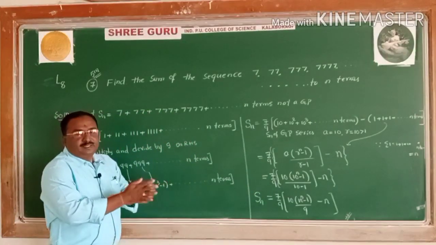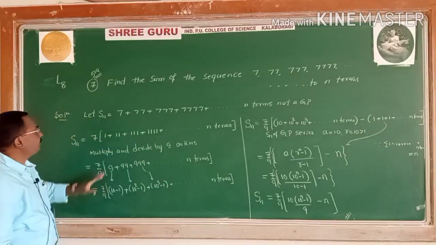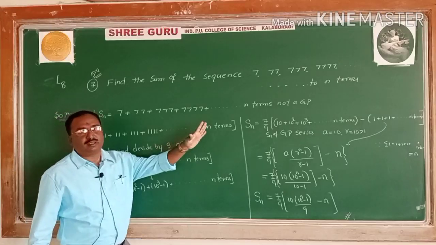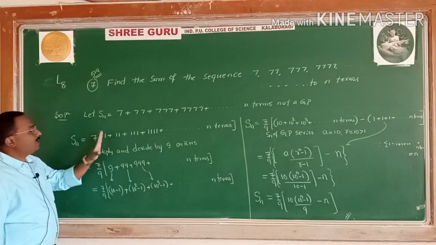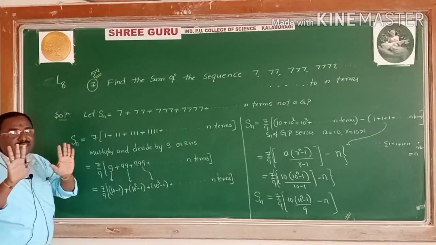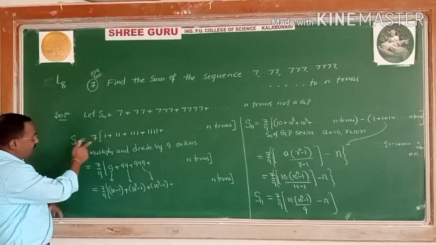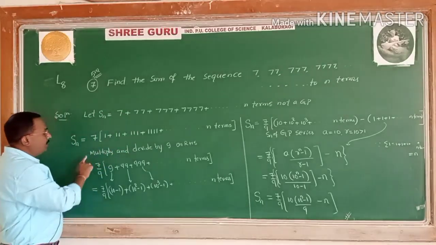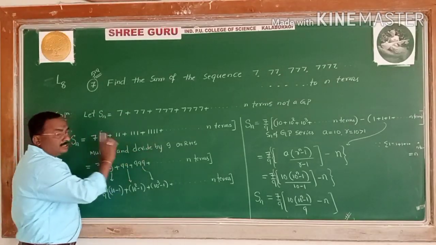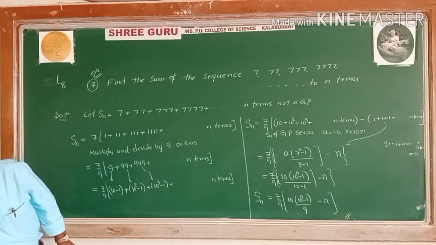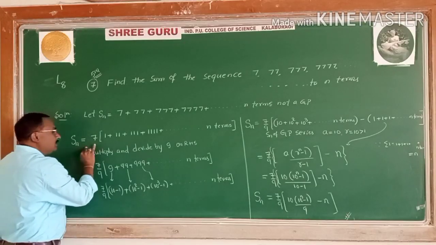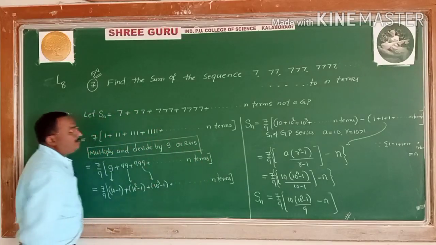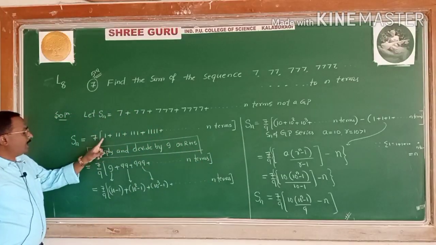Any doubt? Listen here, once again I will explain. 7, 7, 7, 7, 7 and so on up to n terms. If 7 is there, 7, 7 is not a GP series. Convert it into a GP series: taking 7 common, 1, 1, 1, 1 and so on up to n terms. Multiply and divide by 9. This is a very important condition. Keep it in your mind.